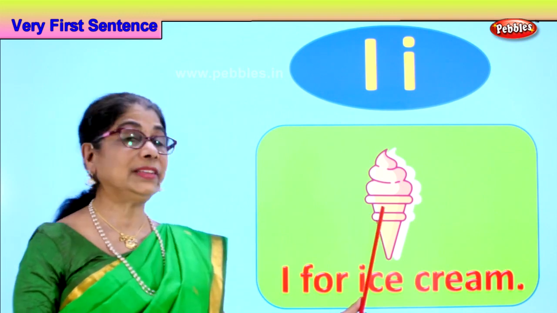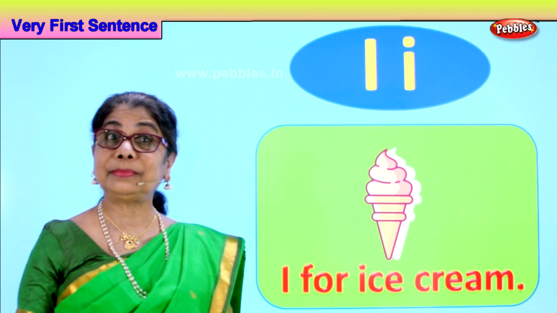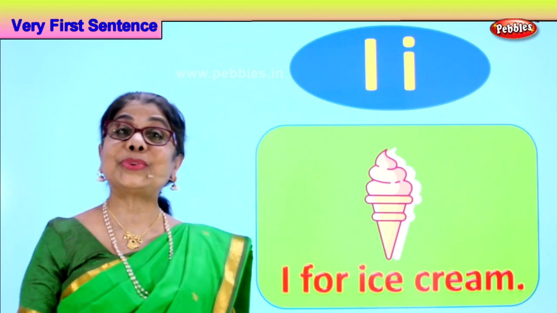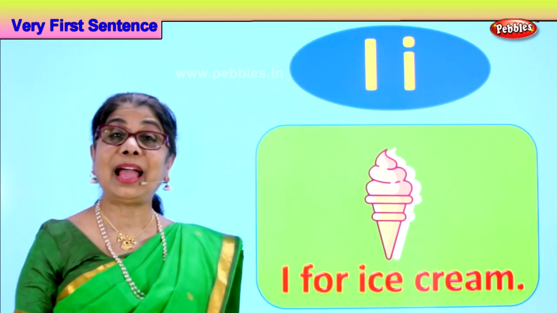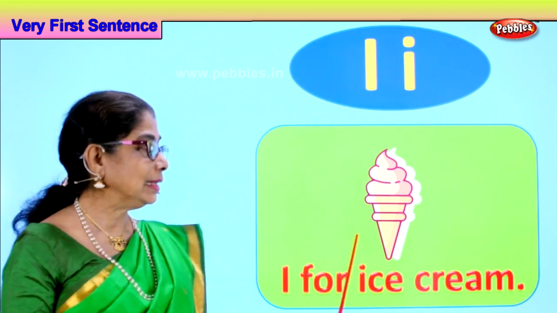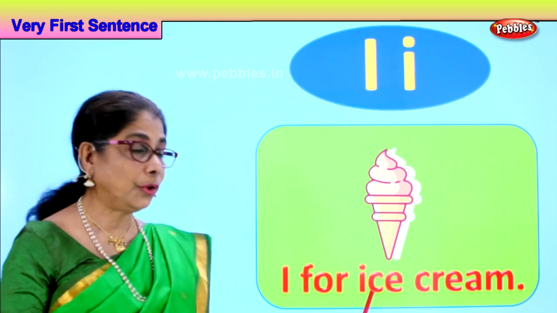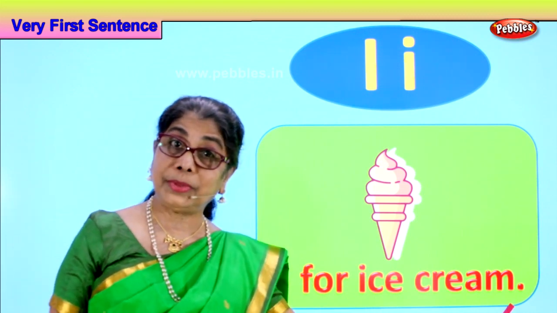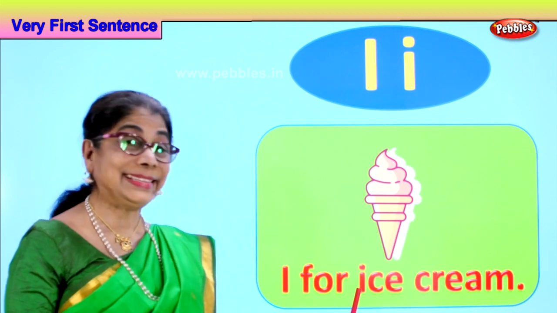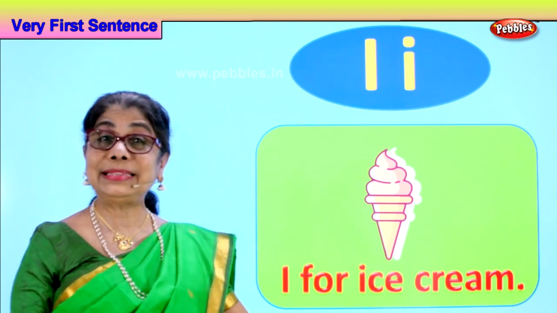Now, what are the flavors of ice cream you might like? You might like chocolate, vanilla, strawberry, pista, and whatnot. Now, ice cream. This is a cone ice cream. Let's read. I for ice cream. The sound of I is E. Ice cream. I for ice cream.